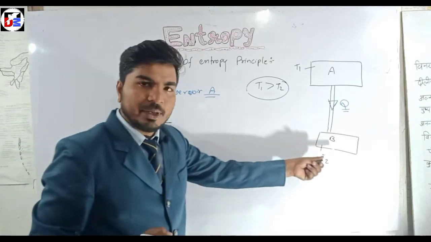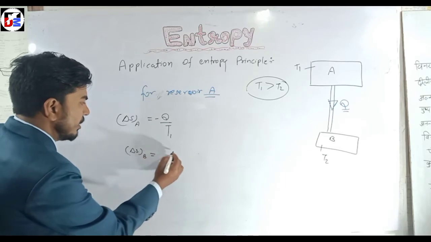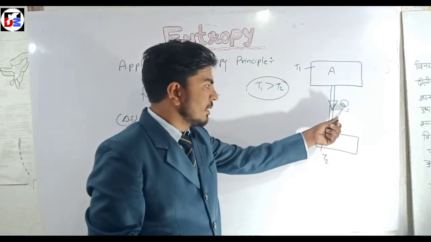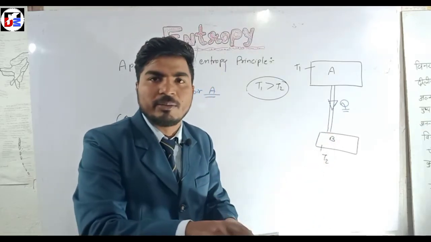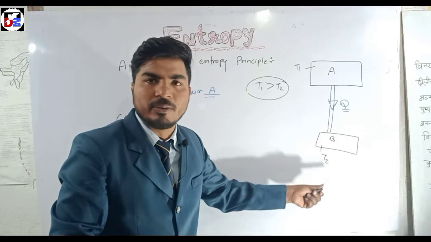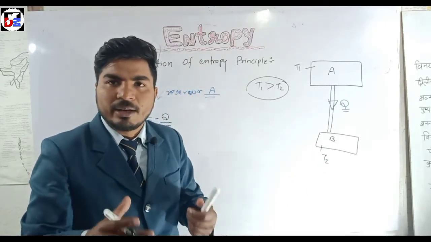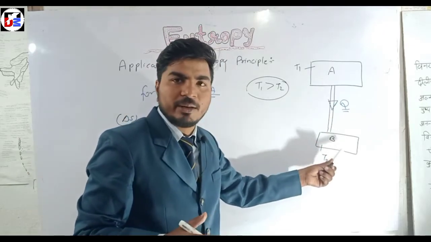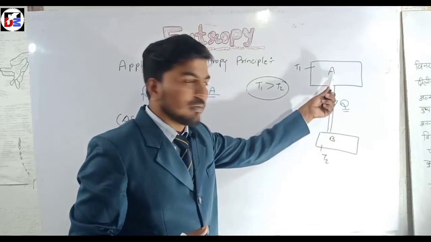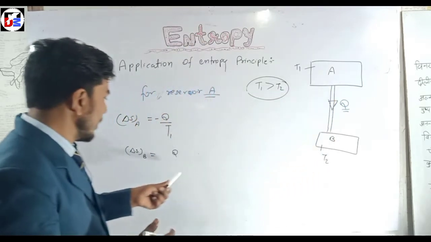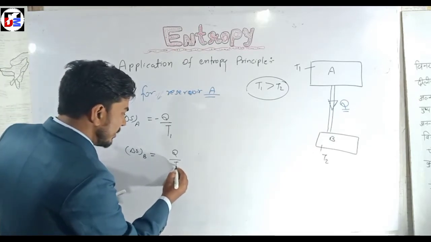And for reservoir B, delta S B, heat is added to reservoir B and its temperature is T2. T2 is always constant and T1 is always constant, because we take reservoir A and reservoir B as reservoirs. Our assumption is that heat is transferred from reservoir A to B, and we can write the entropy change of reservoir B as Q by T2.